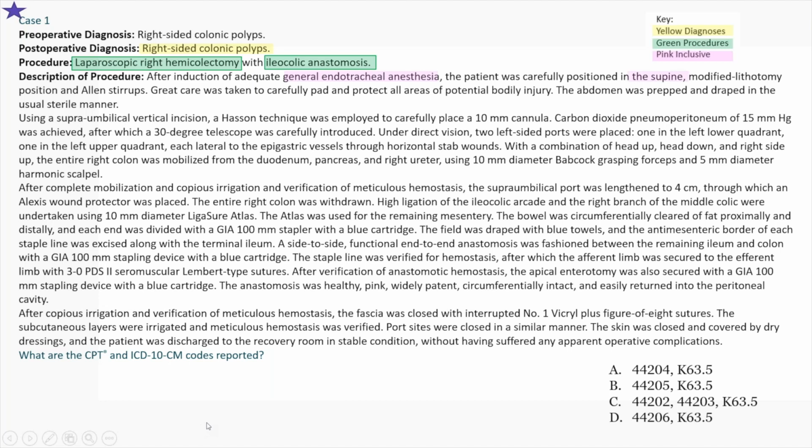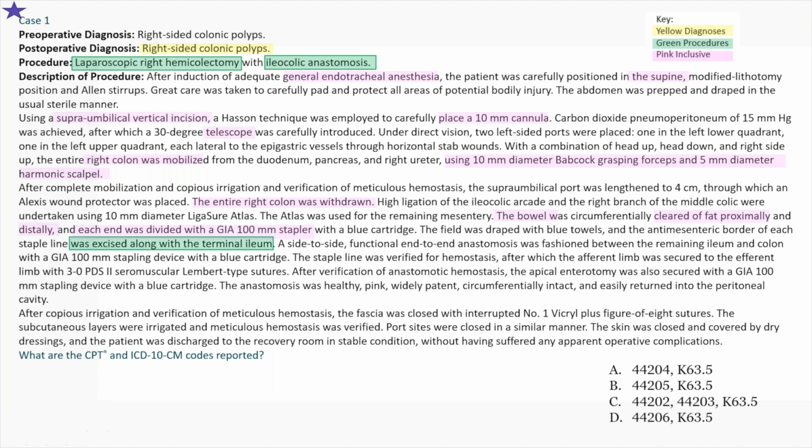A general endotracheal anesthesia was given and the patient was placed in the supine position. Supraumbilical vertical incision was made to insert a 10 mm cannula. And a telescope was used, which lets us know it's a laparoscopic procedure performed. The right colon was mobilized using 10 mm diameter Babcock grasping forceps and a 5 mm harmonic scalpel. The entire right colon was withdrawn. The bowel was cleared of fat proximally and distally, and each end was divided with a GIA 100 mm stapler.